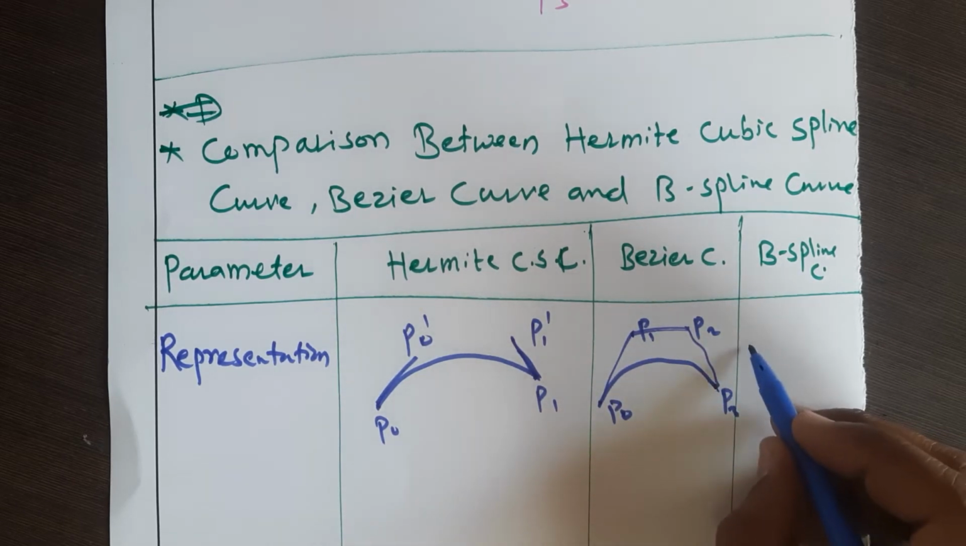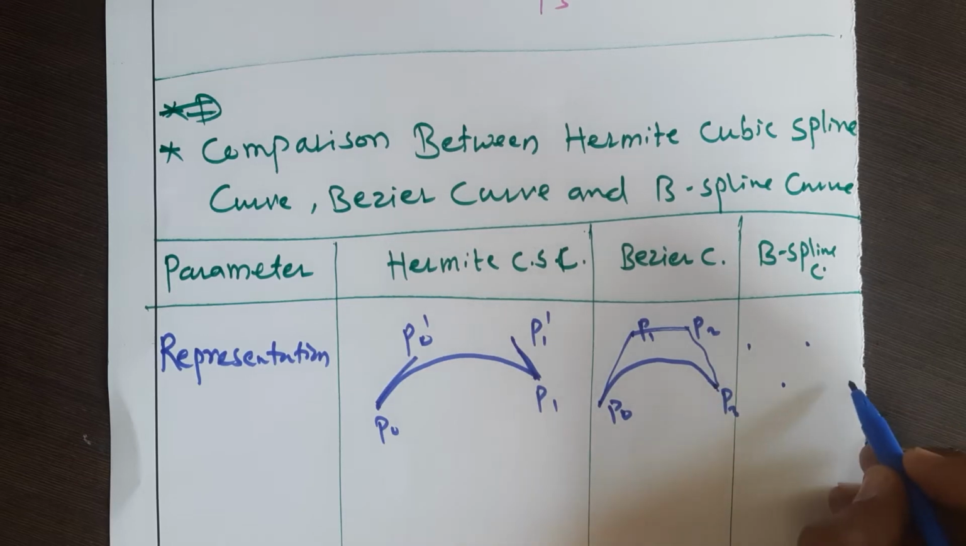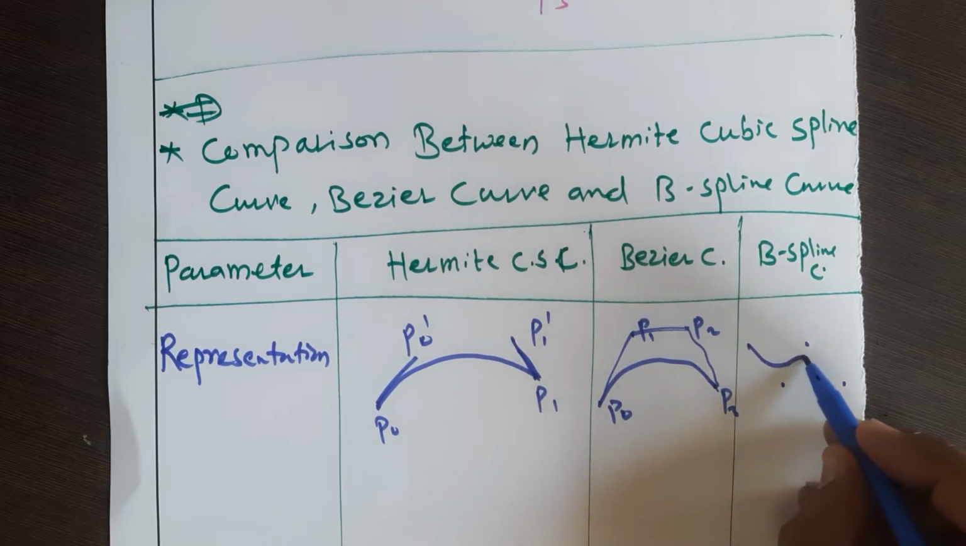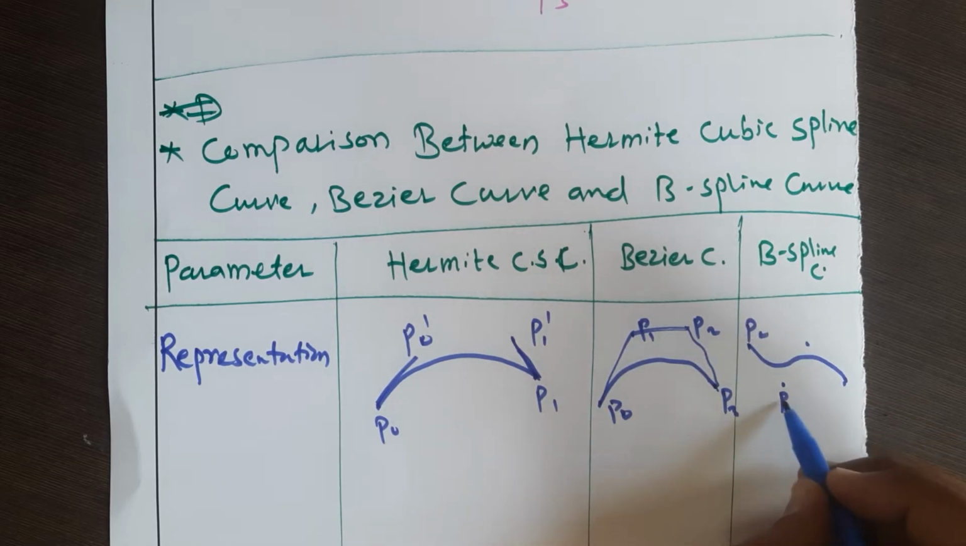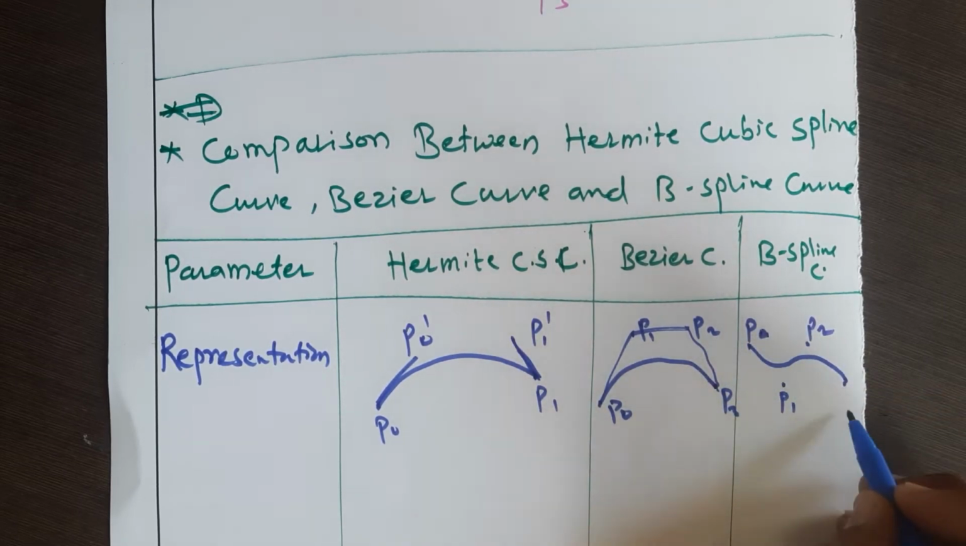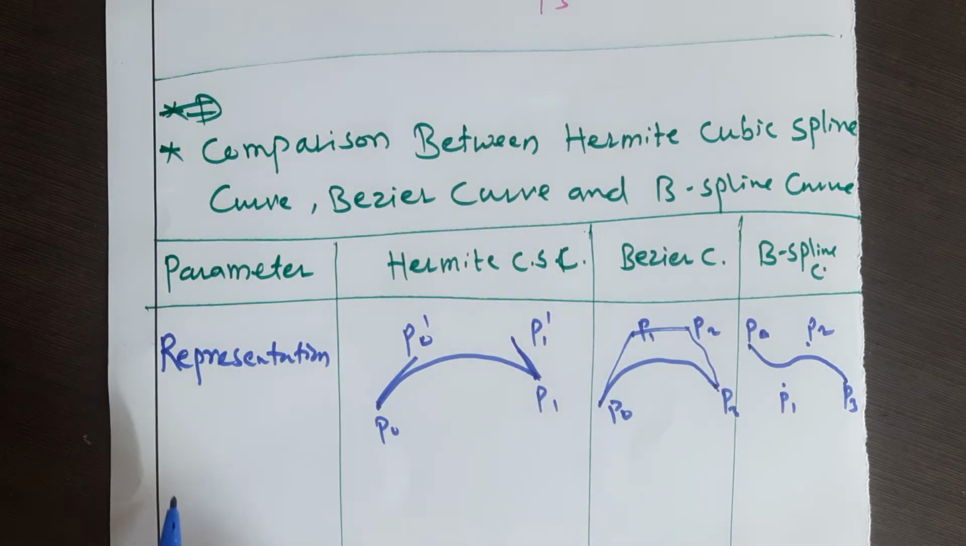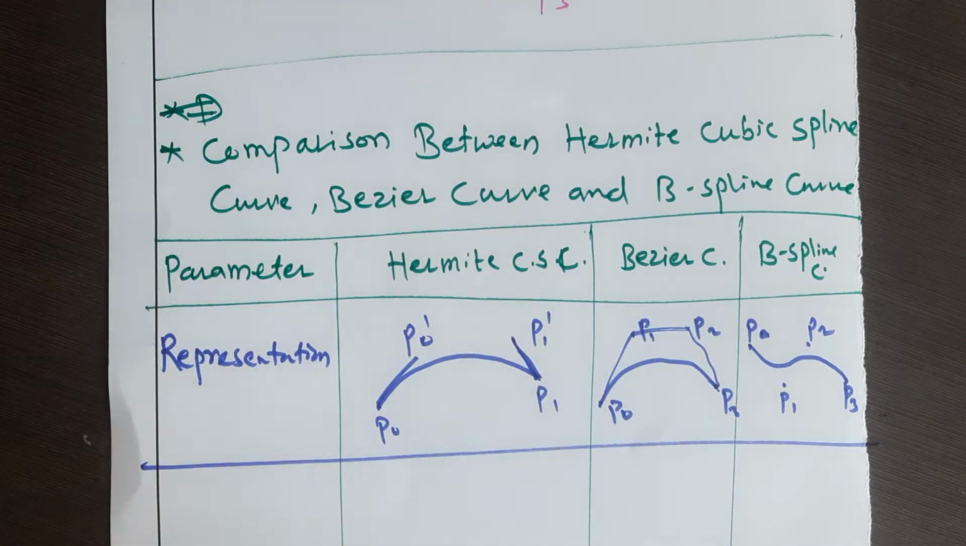In case of B-spline, if suppose P0, P1, P2 and P3 are there, the curve will be like this. P1, P2, P3. So this is regarding the representation of the curve.